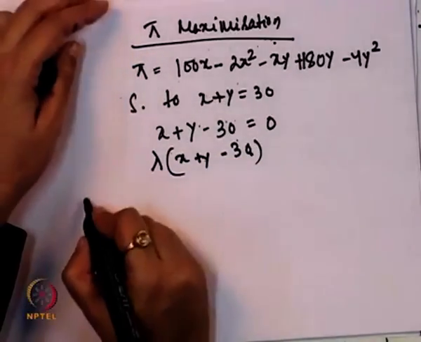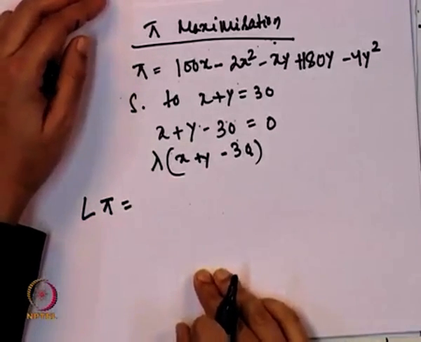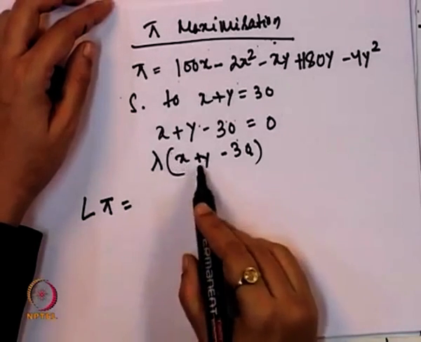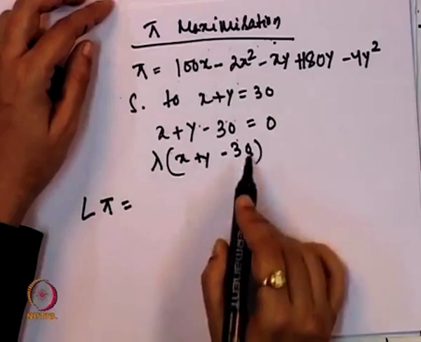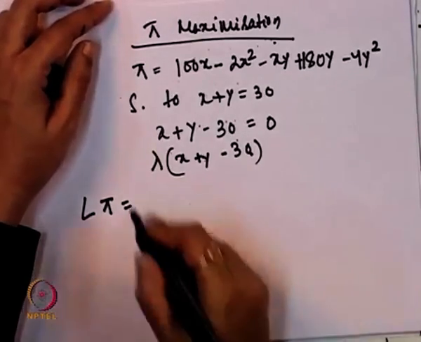Now, we will reframe the objective function by adding a Lagrangian multiplier. And what is the Lagrangian multiplier here? That is lambda (x + y - 30). This is the other term we are getting here. So, what is our new profit function?